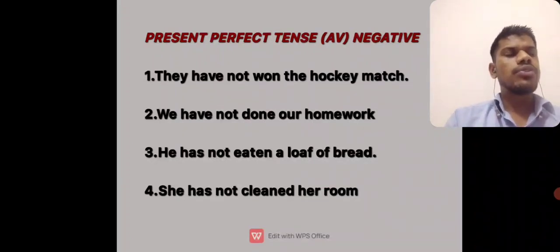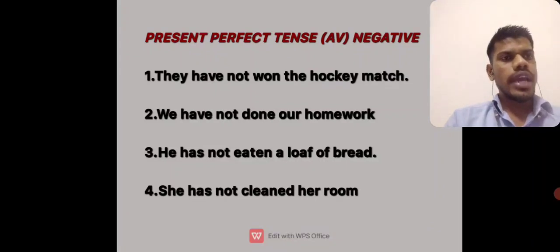We know how to frame this present perfect negative. First we have to use the subject followed by the have form. Either you can use have or has, then not or never, then the third form of the verb, then the object. That is the structure for present perfect tense negative. Then, we have not done our homework. See, your subject, then have form, then not or never, done our homework.